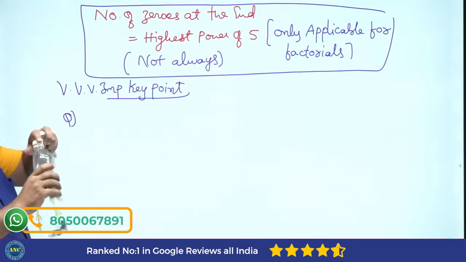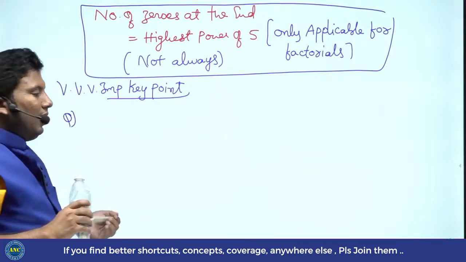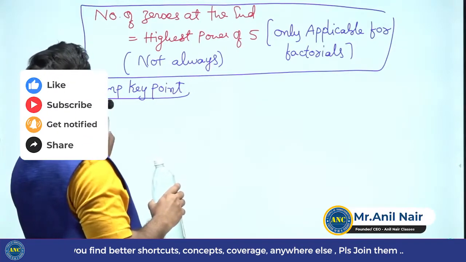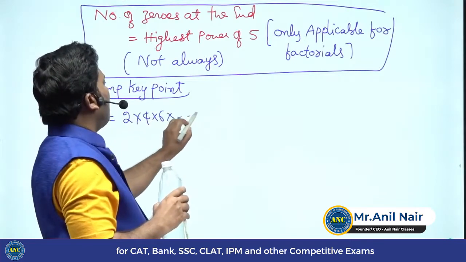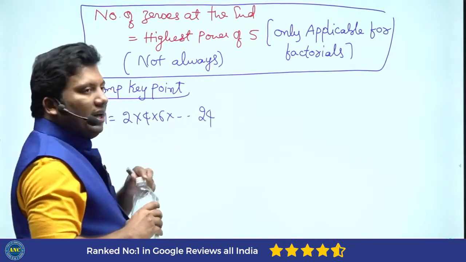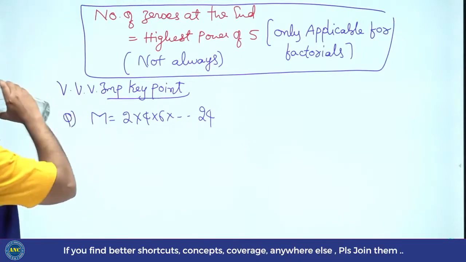Write down the question. Let me create a question. M is 2 into 4 into 6 and so on up to 24. M is the product of all even numbers till 24.